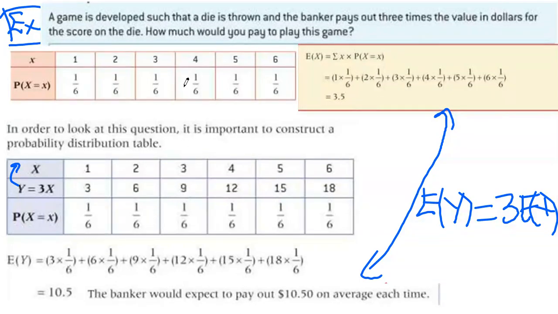So if I have the expected value for the first variable and I need the one for 3 times it, it's very simple. I just multiply the expected value by 3. So if I want to answer the question, how much would you pay to play this game? The banker would expect to pay $10.5 to play this game.